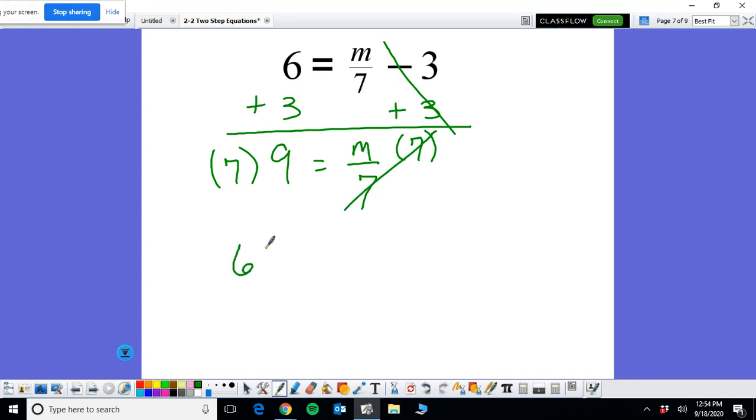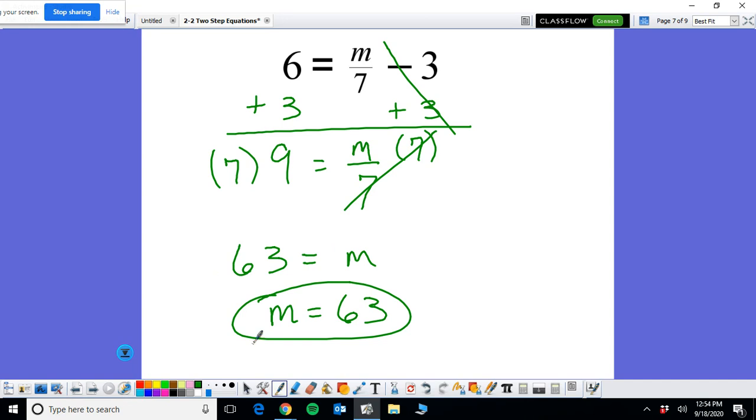So 63 equals m. And I like the variable on the left for my final answer. And this is totally acceptable. You are allowed to do this in math. Remember, they're equal. So if a scale is equal, could you switch what's on each side and will it still be equal? The answer is yes. You can do that.